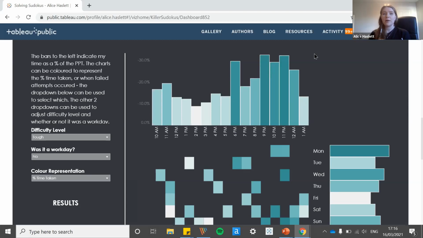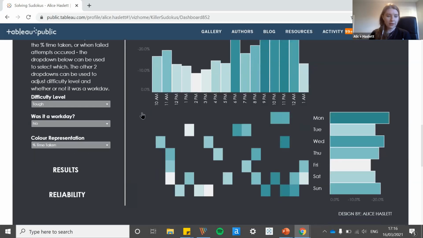I can also change this. So currently it's looking at my percentage of the expected time, but I can get it to show me when I failed puzzles. So if I go to the left, it's got color representation, and this is just what the color's representing, and I can change this to failed attempts.